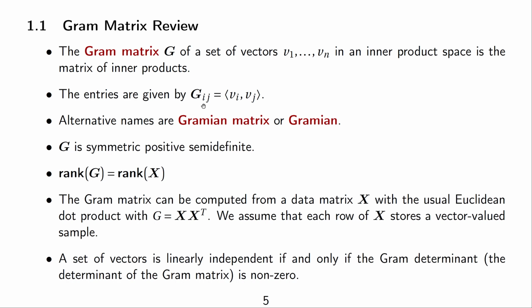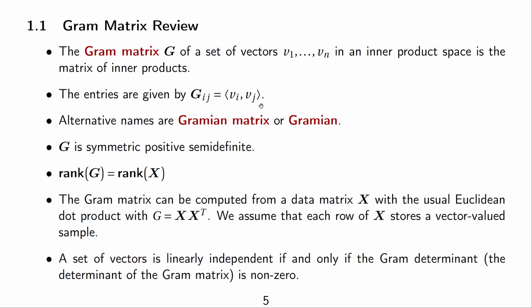Let's look at one entry Gij of the gram matrix, that is the inner product of the vector Vi with the vector Vj. And again, the gram matrix is size n times n. Other names that are used are Gramian matrix or Gramian. G is symmetric, positive, and semi-definite.